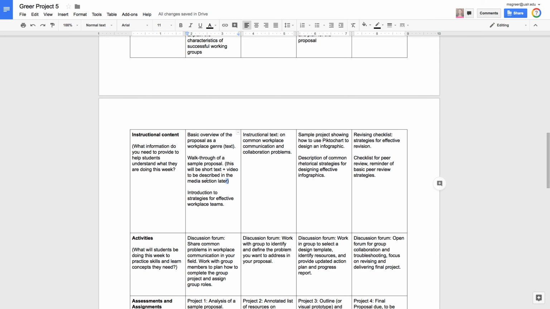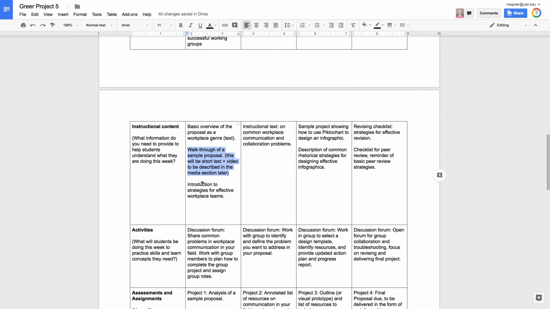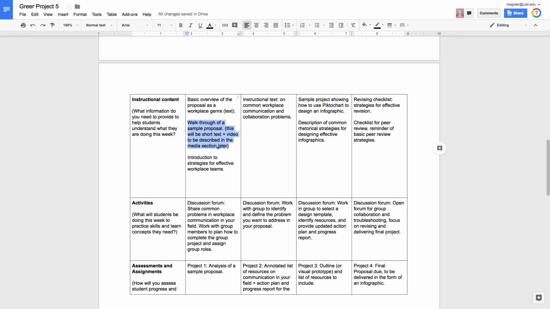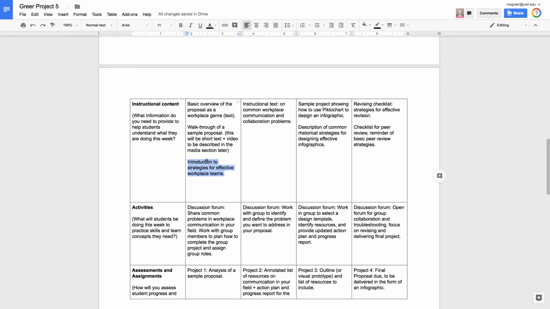Number 2, a walkthrough of a sample proposal. Let's give them an example and do some show and tell. So as it says here, this will be a short text plus a video to be described in the media section later. So I know I'm going to use multimedia to do a walkthrough video, much like I'm doing right now with you guys. And then I also wanted to introduce strategies for effective workplace teams. So that's the basic content that I am going to present to the students.